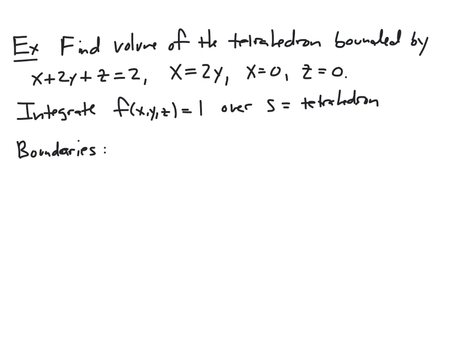And so in this case, in 3 space, it's a little bit harder to draw this picture. But we know 2 of these bounding equations involve z. And so we know we have a lower bound of z equals 0. And the upper surface is going to be the other plane, which will be z equals 2 minus x minus 2y. So we don't really need the picture.